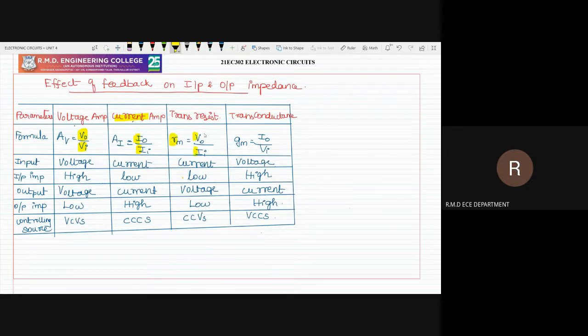So for gain calculation it is I naught, output by input. In the same way, trans conductance is I by V, output by input, so I naught by VI. The input quantity for this row we have to fill by looking at the denominator in the above formula. So the voltage in the denominator is voltage, the current is current.